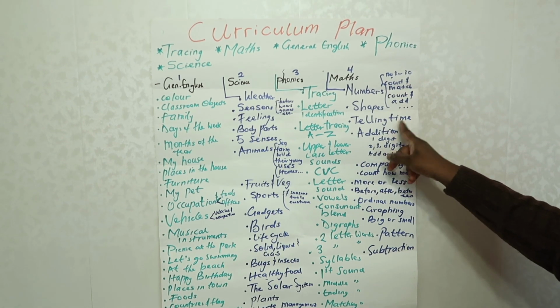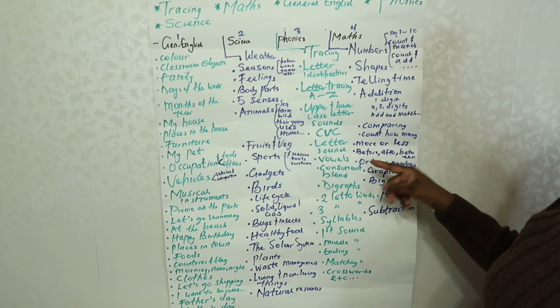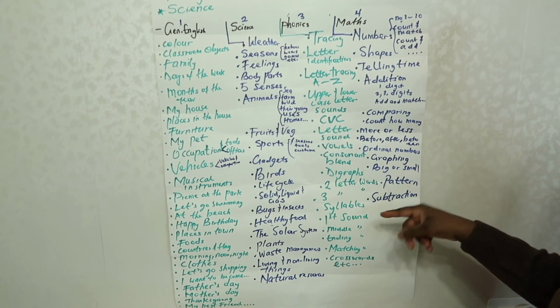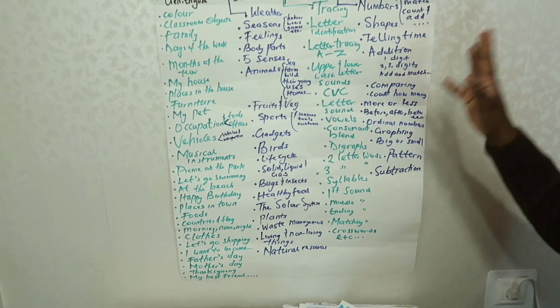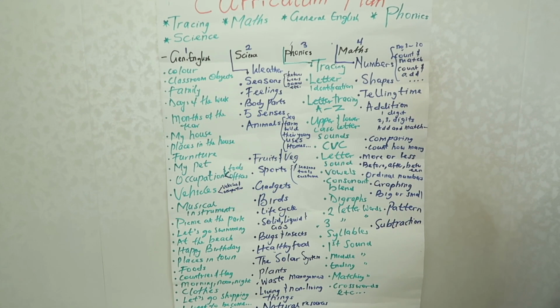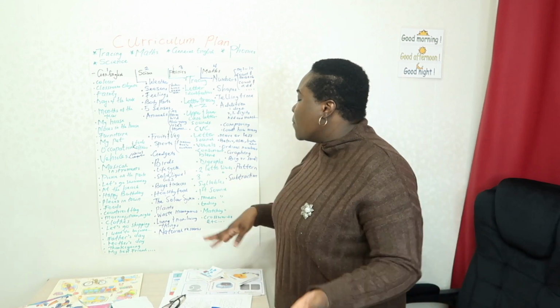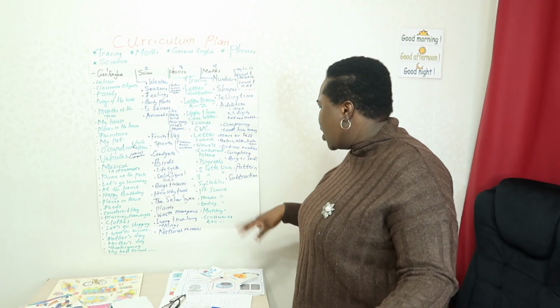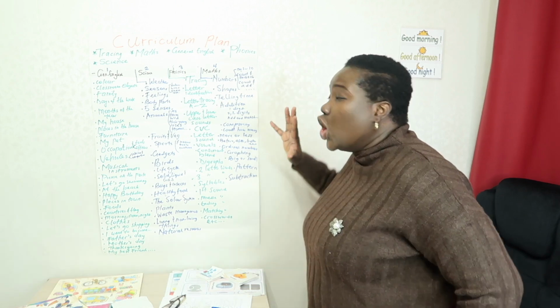Count and match, count and add. Shapes, telling time. Addition: 1 digit, 2 digits, 3 digits. Add and match, comparing, count how many, more or less, before, after, and between numbers. Ordinal numbers, graphing, big or small, patterns, subtraction, and lots more.